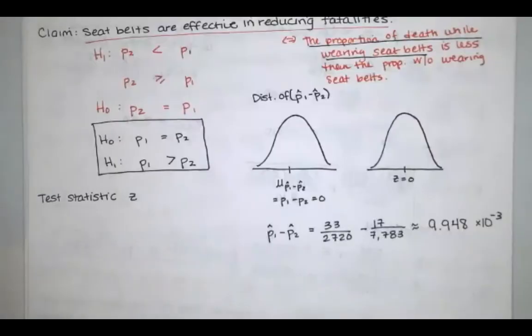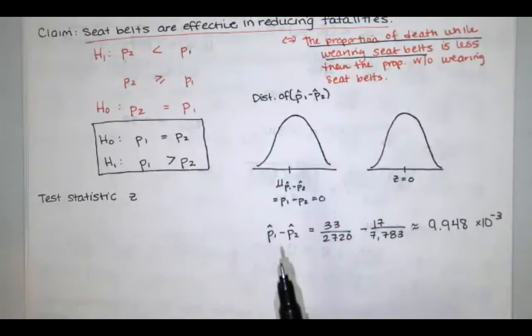Now remember, every time you're computing a test statistic Z, what you are doing in this lesson anyway, when you're comparing two population proportions, basically what you're doing is you're looking for the number of standard deviations that p1 hat minus p2 hat is above or below the mean, given that the null hypothesis is true. So remember how this works.